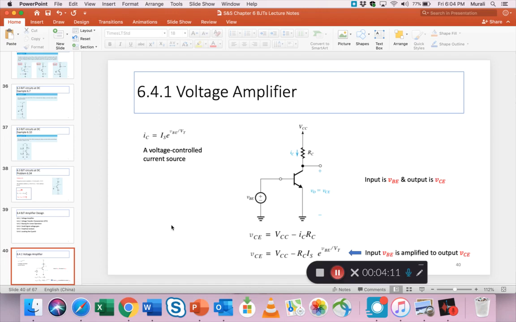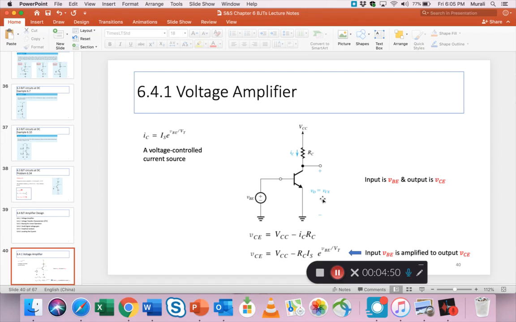Connecting an input voltage to an output current is useful, no doubt. But what is more useful is if you can connect the output voltage to an input voltage. Then it makes the job easier, right? Then you can define a simple amplifier gain as just Vout by Vin. So we get that by not just looking at the collector current as the output, but by looking at VO, which is the VCE, as the output. Once you do that, you have an input voltage VBE and an output voltage VCE, and the ratio of that will give you the gain.